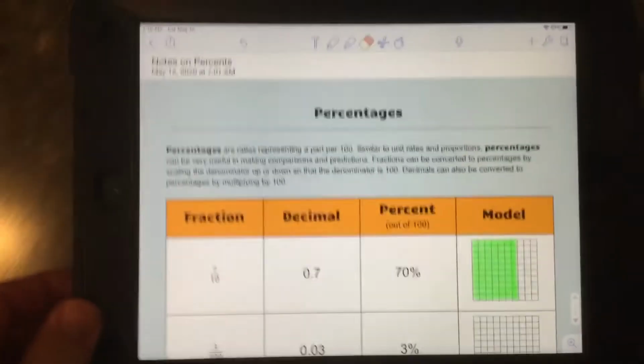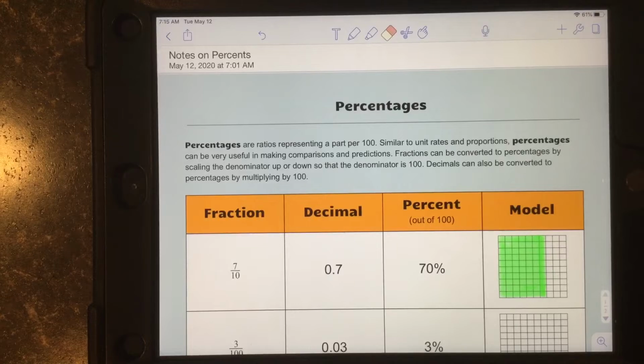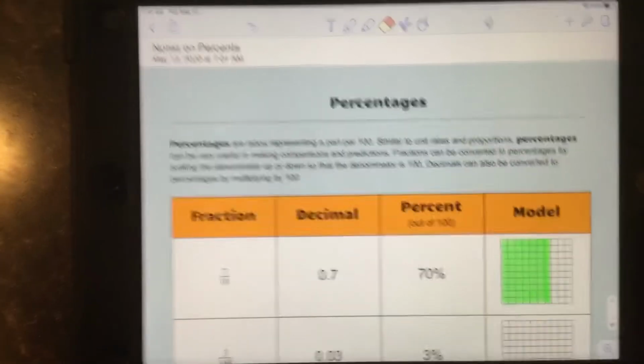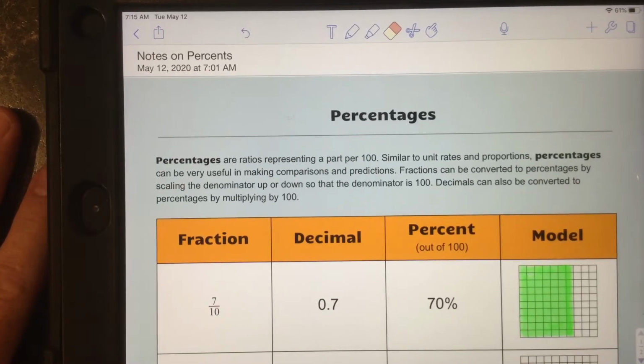Percentages are ratios representing parts per 100. Similar to unit rates and proportions, percentages can be very useful in making comparisons and predictions. Fractions can just be converted to percentages by scaling the denominator up or down, so the denominator is 100. Basically all we're doing there is making equivalent fractions. Okay? And then decimals can also be converted to percentages by multiplying by 100.